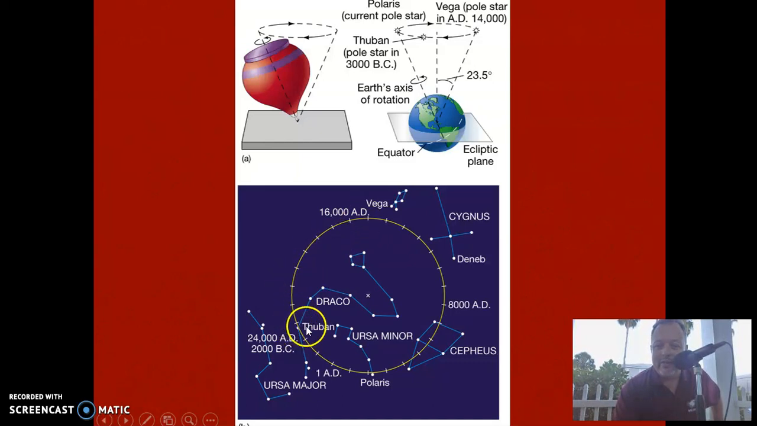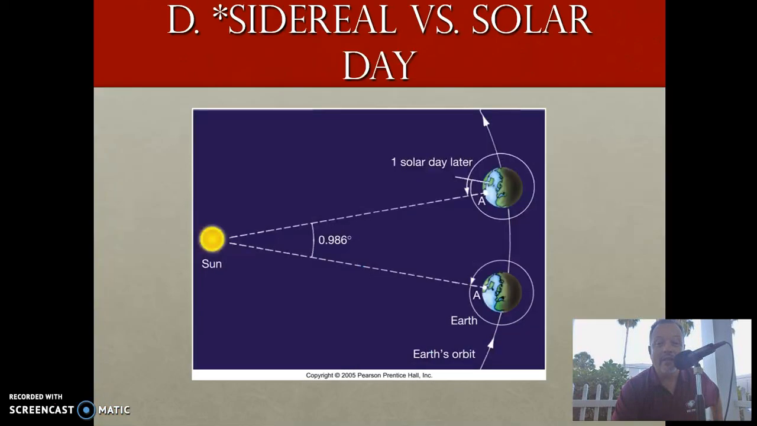And then look at this. There it is, Thuban. So Thuban was the North Star for the ancient Egyptians, and it will get its day in the sun again in the year 24,000 AD. In 24,000, Thuban will be the North Star again. And of course, eventually Polaris will be the North Star again after one complete wobble, which takes how long? 26,000 years. Kind of interesting stuff. Kind of trivial, but still neat.